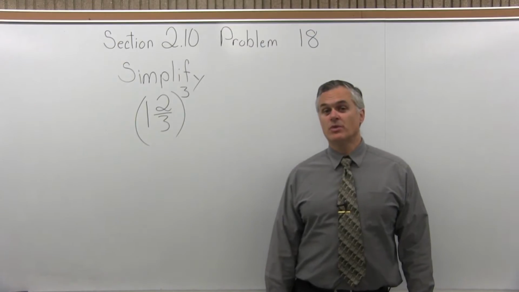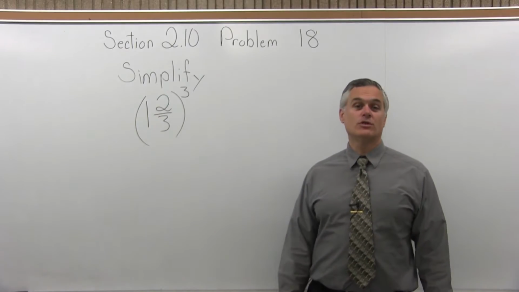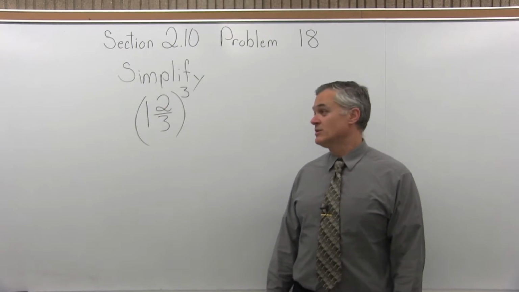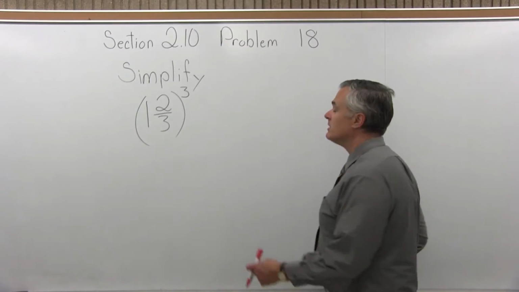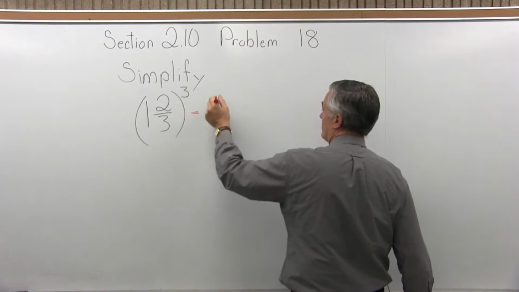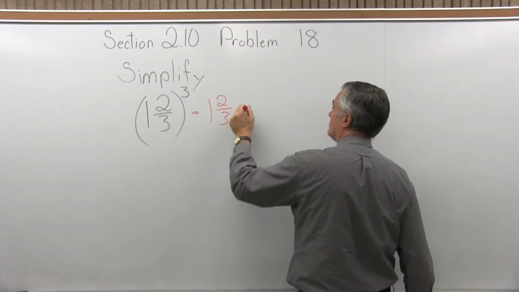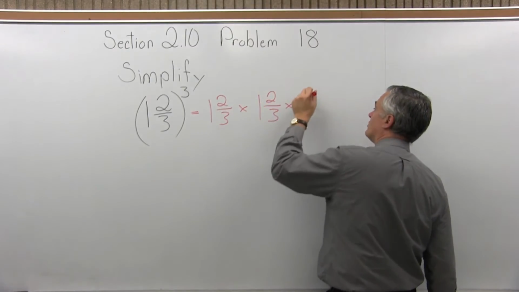This is Section 2.10, Problem 18. It says simplify, and we have 1 2/3 to the third power, or some people would say 1 2/3 cubed. Third power, you can call it cubed, if you like. So it's the value of 1 2/3 times itself 3 times. 1 2/3 times 1 2/3 times one more 1 2/3.